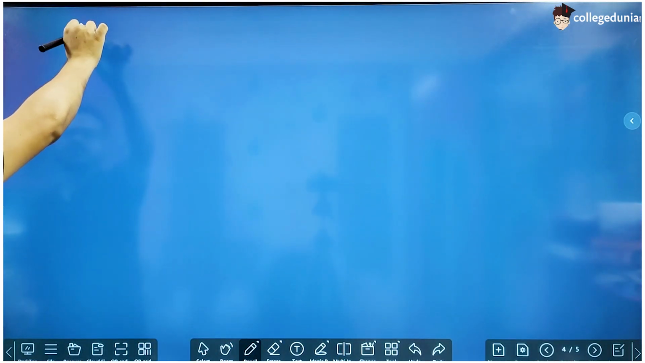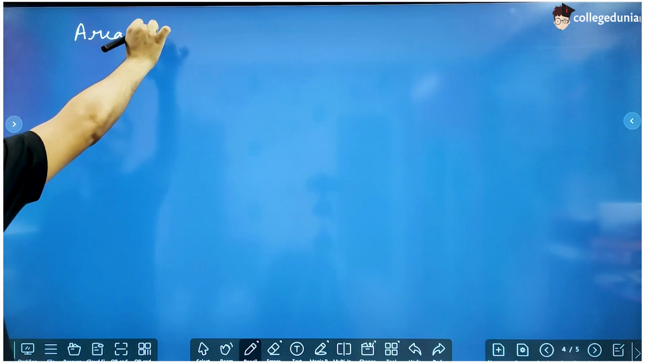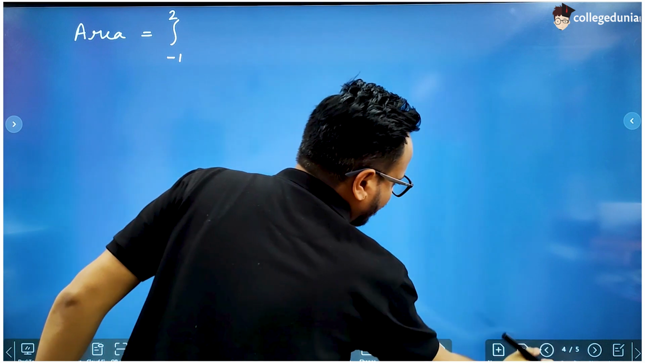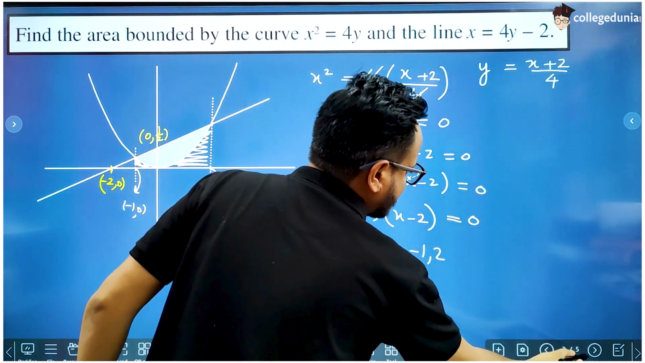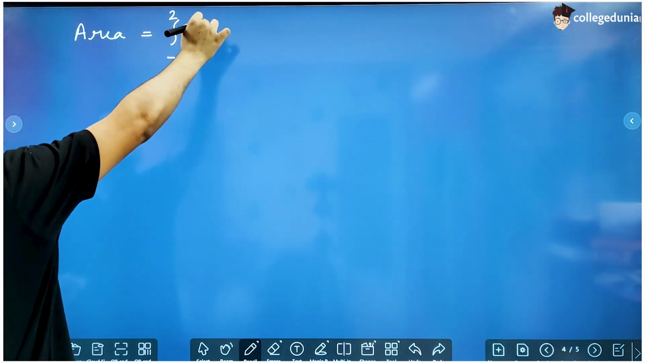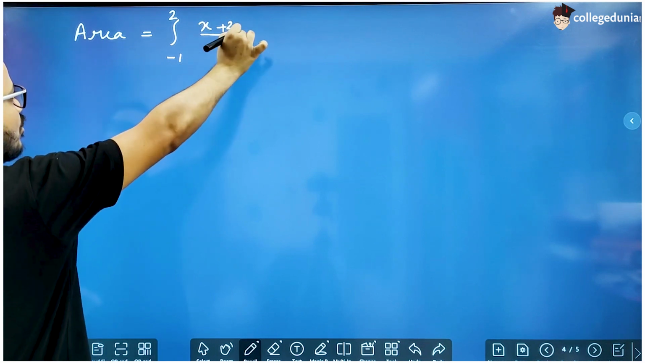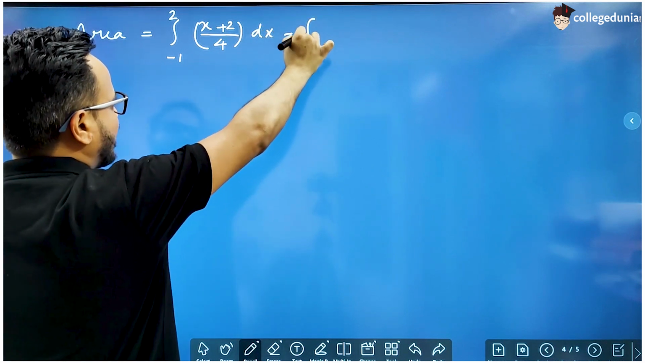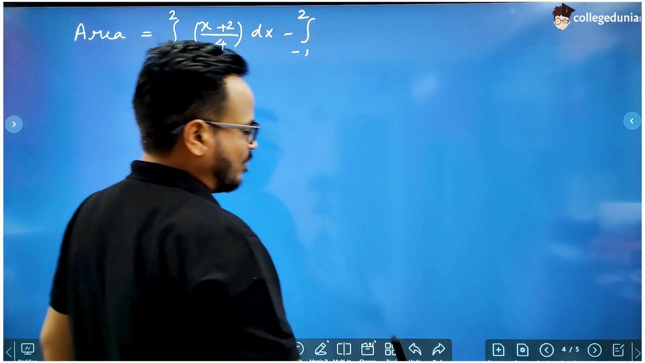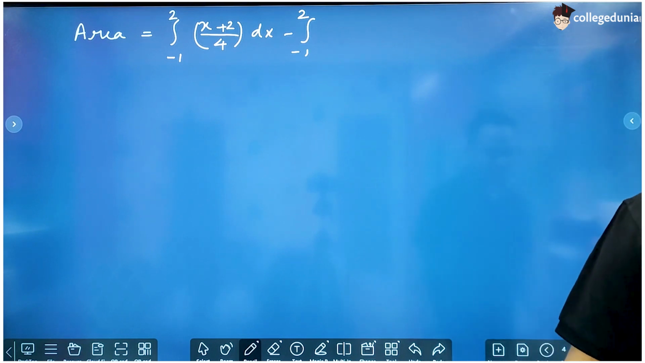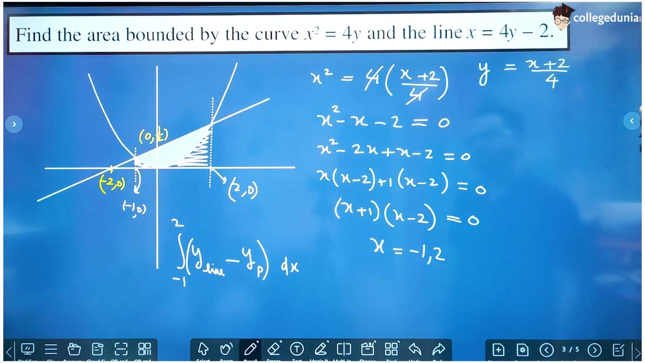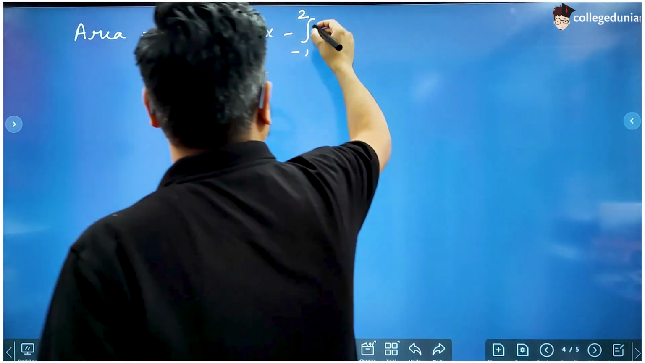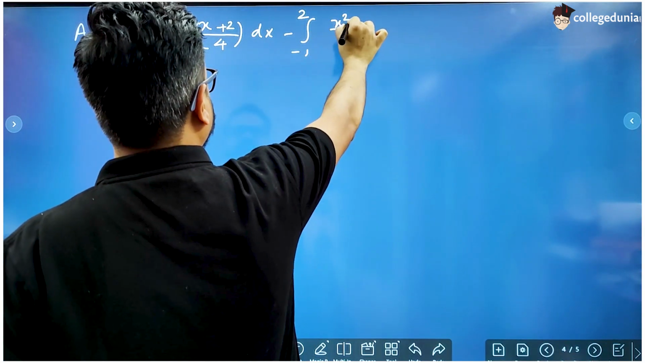So required area is the integral from -1 to 2 of y of line, which is (x + 2)/4, dx, minus the integral from -1 to 2 of y of parabola. What is y of parabola? Y of parabola is x square by 4.